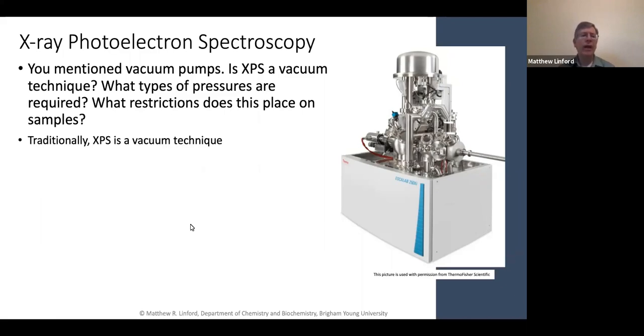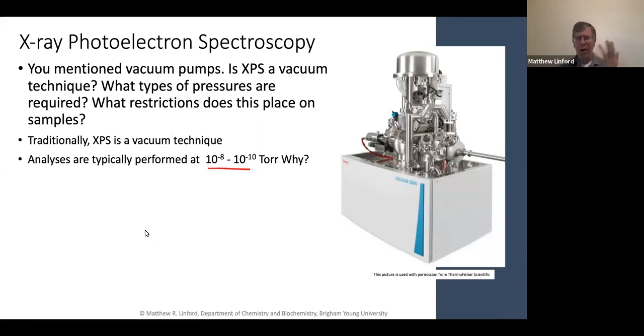XPS is a vacuum technique traditionally, and I should say that there's a new way of doing XPS we'll talk about in a few minutes that allows the technique to be done at a much higher pressure, much closer to atmospheric pressure. But traditionally, XPS has been done under high vacuum. Those pressures tend to be truly ultra high vacuum, 10 to the minus 8 to 10 to the minus 10 torr. And so why would people do that?